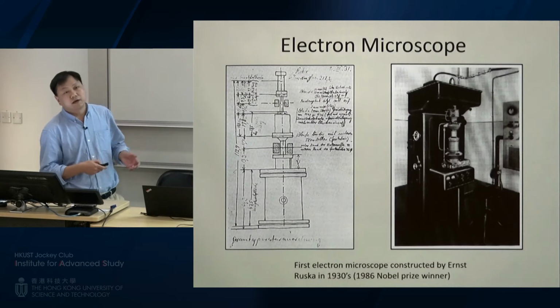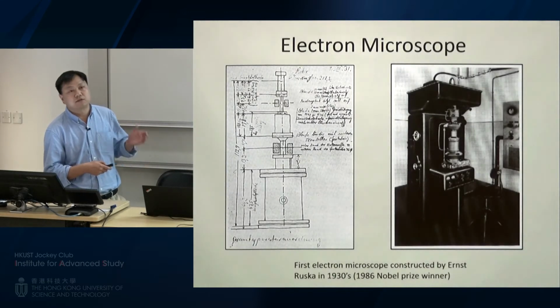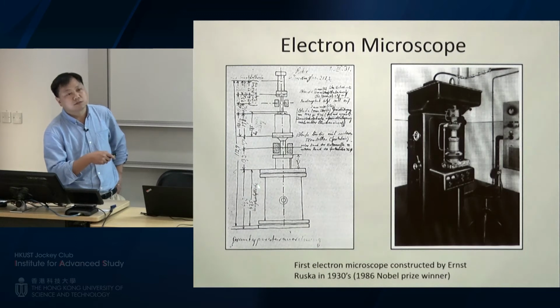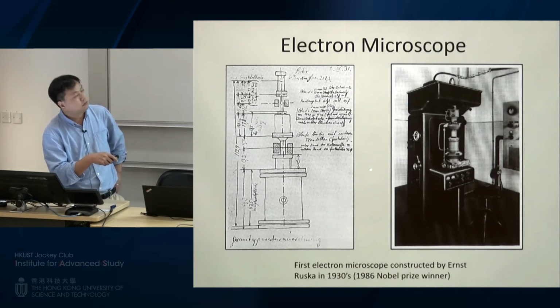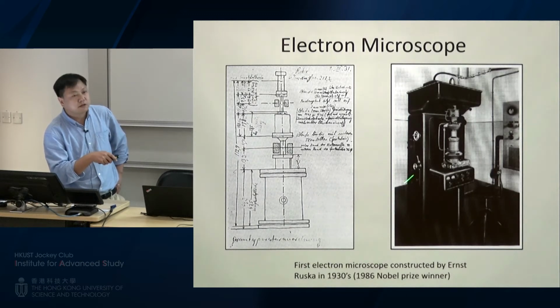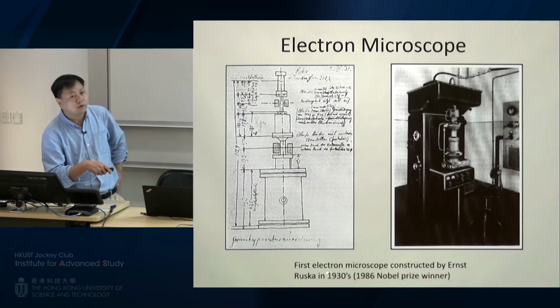Speaking of Cryo-EM, we know that the data we use for 3D reconstruction come from the transmission electron microscope. Here is the first design of the electron microscope, and on the right is the first commercial electron microscope, made by Siemens. This machine was invented nearly 100 years ago, in the 1930s, and the scientist Ernest Rutherford was awarded the Nobel Prize for making the electron microscope.